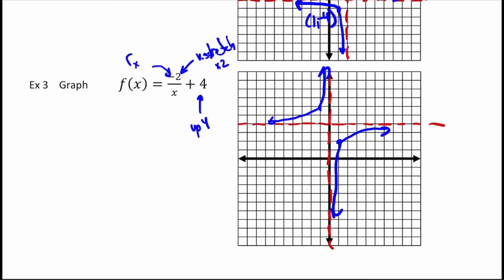So let's see, just a reminder, there's my origin. So I've got to write the coordinates of this point. It looks like that's (1, 2). And the other point's going to be (-1, 6).